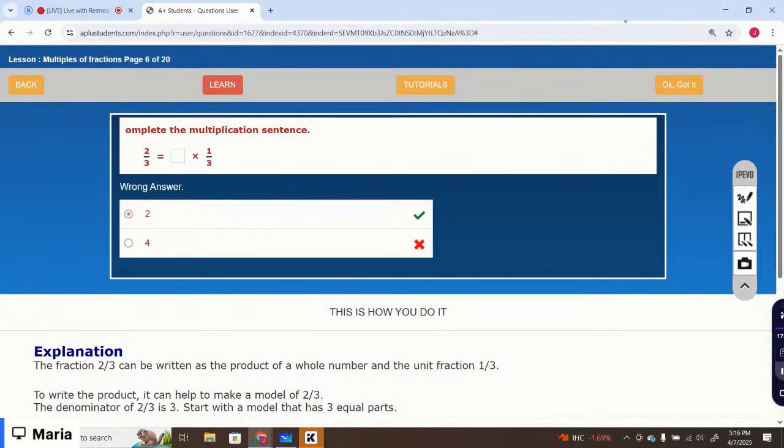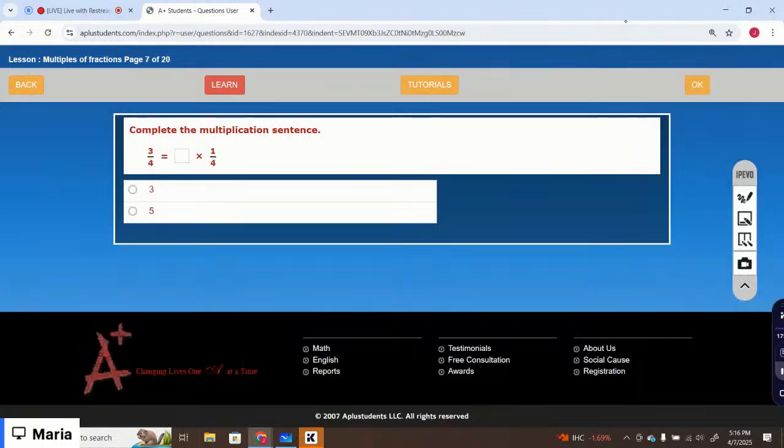Okay, the missing number is 2. Yeah, it should be 2. Complete the multiplication sentence. 3 by 4 equals the missing number times 1 by 4. So what number is missing?